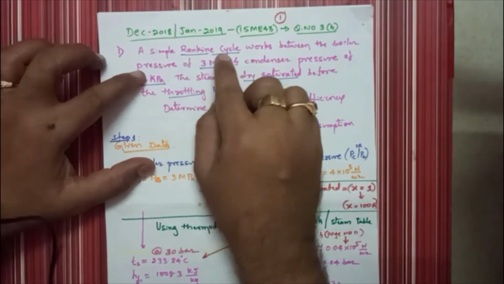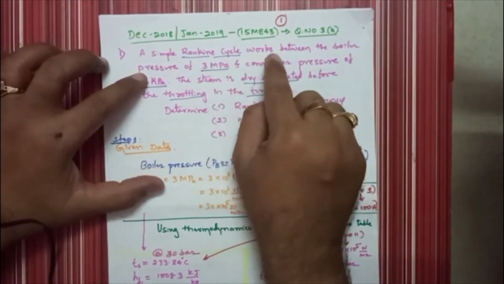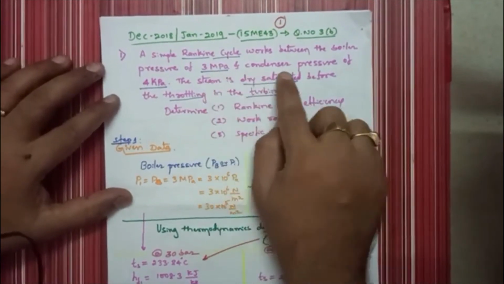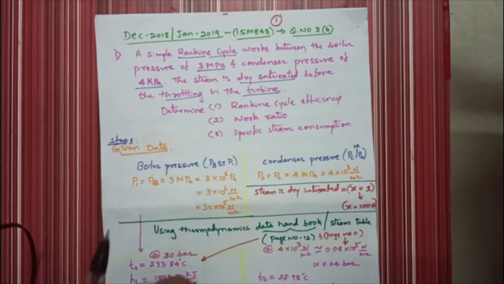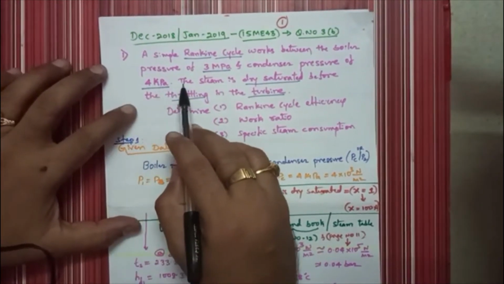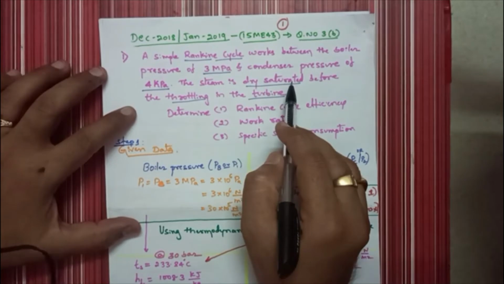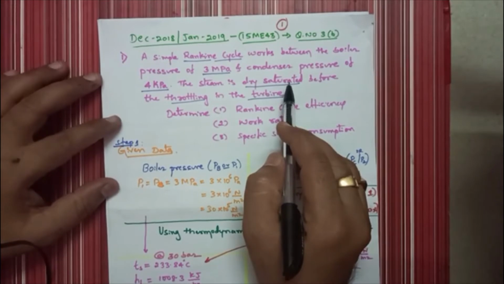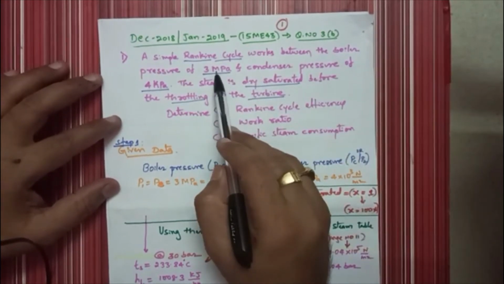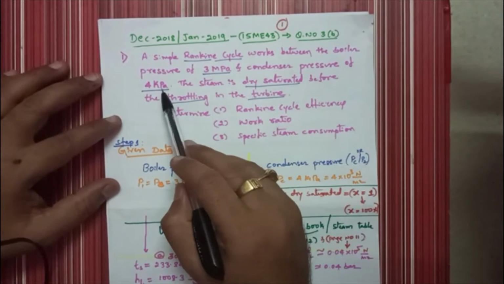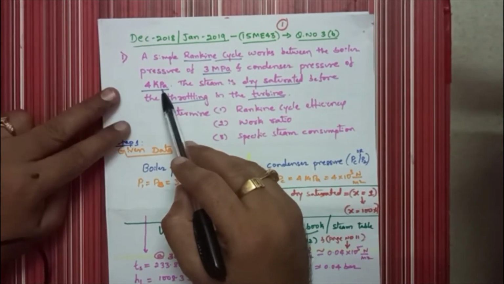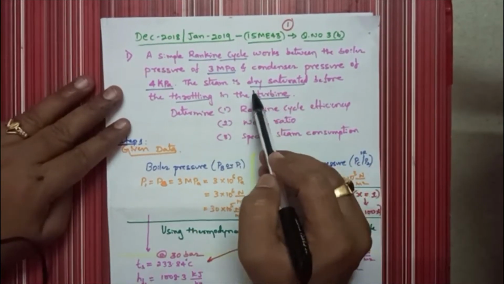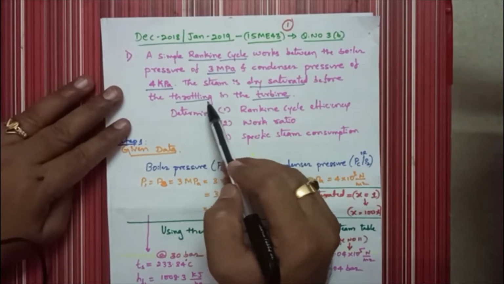A simple Rankine cycle works between the boiler pressure of 3 megapascal and condenser pressure of 4 kilopascal. The steam is dry saturated. As I told you, there must be 3 minimum data required for solving. One is boiler pressure, given as 3 megapascal, and condenser pressure, given as 4 kilopascal. Two data are over, and one more is the quality of steam entering the turbine: dry saturated before the throttling in the turbine.